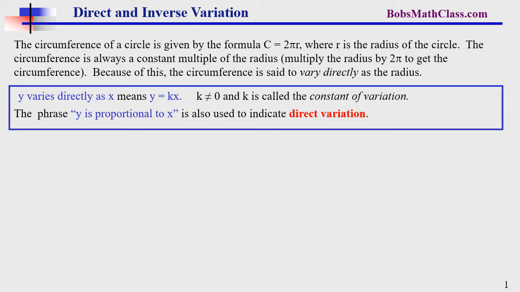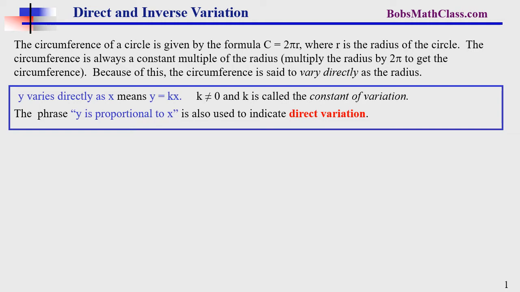Okay. Here's our first sentence that we're going to translate. Y varies directly as x. So when they have that phrase, that's the same thing as y equals k times x. Now this letter k, it cannot be 0. What we call it is the constant of variation. So we use the letter k traditionally. I'm not sure why, but it's called the constant of variation.